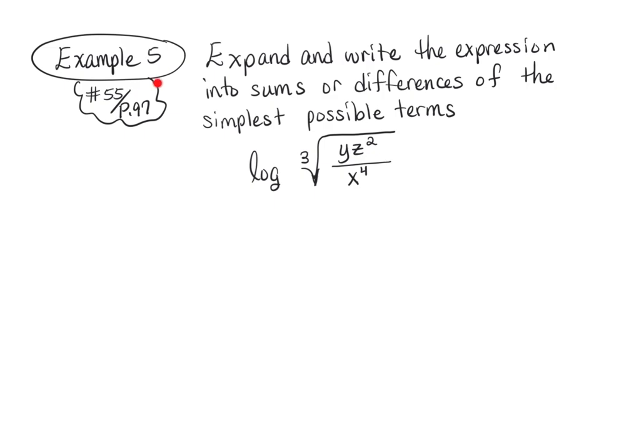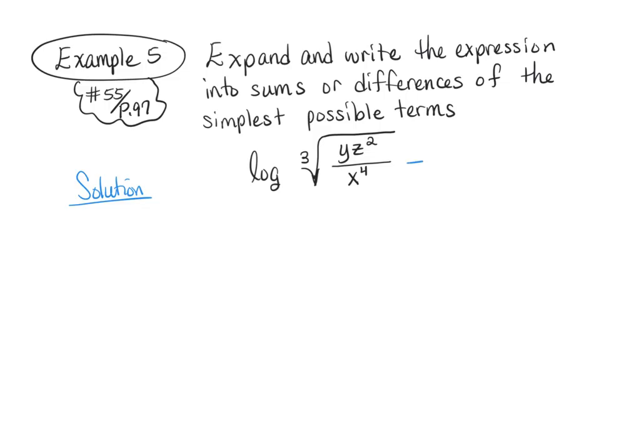Example 5, we want to expand and write the expression into sums or differences of the simplest possible terms. So we have the log of the cube root of yz squared divided by x to the 4th. Now, we're going to use the properties of logarithms to expand and write the expression as so. So this is our solution.